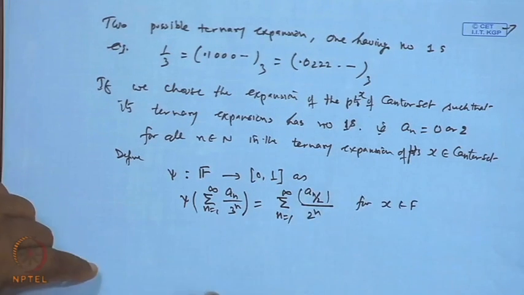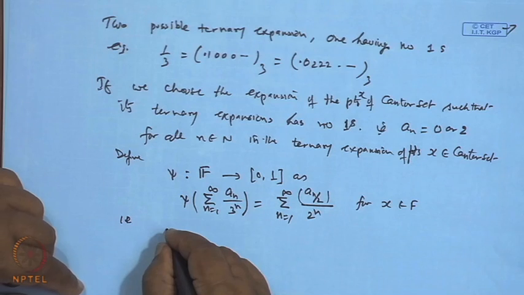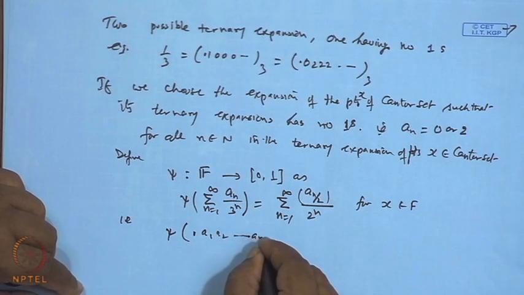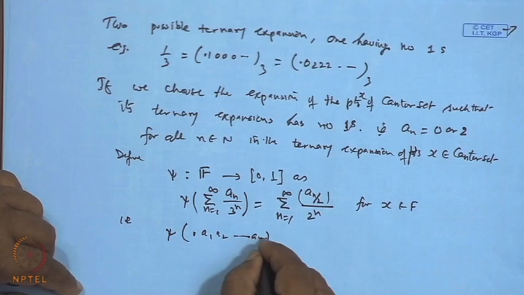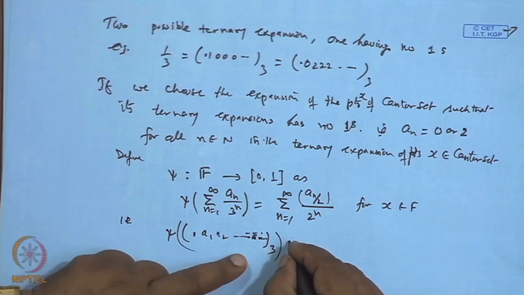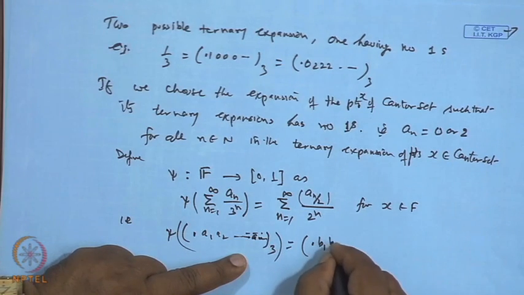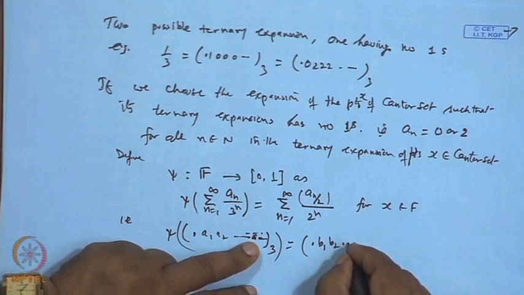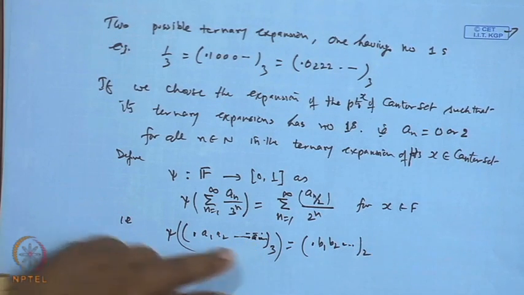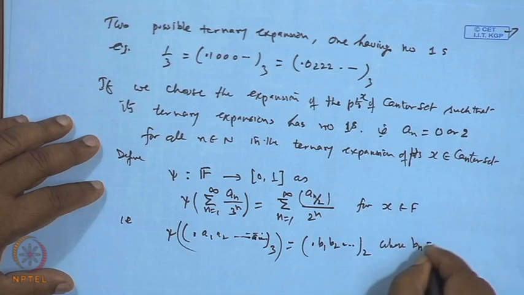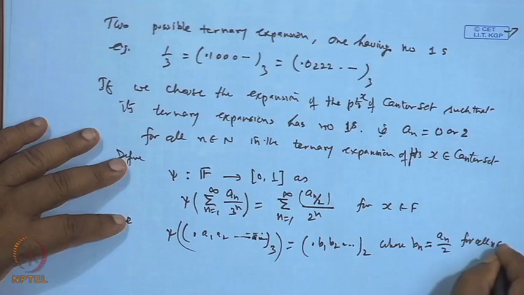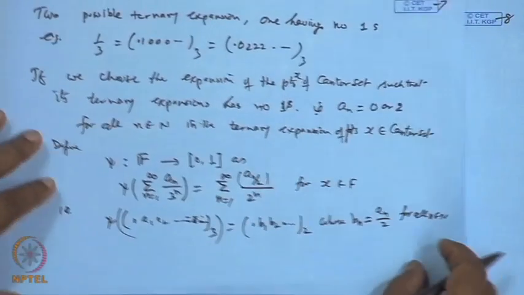That is the image of this psi: a1, a2, ..., an and so on in ternary expansion. This ternary expansion of this point is nothing but the expansion of the same point in binary mode, b1, b2, ..., bn etcetera in binary, where bn will be an by 2 for all n belongs to N.